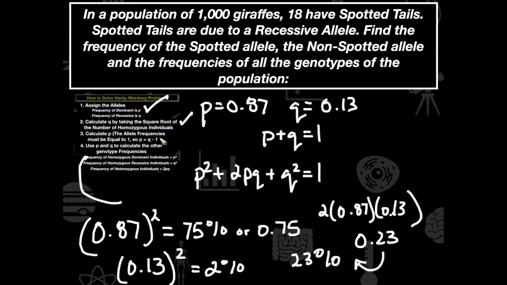So what is this telling us after we've completed the steps? If we're looking at the allele frequency, 87% of the alleles code for the non-spotted dominant allele, and 13% code for the recessive spotted one. Now, 75% of the individuals are homozygous dominant, 2% are homozygous recessive, and 23% are heterozygous. So again, this gives us a bunch of data that we can use, and we can see the allele frequencies present within those populations.